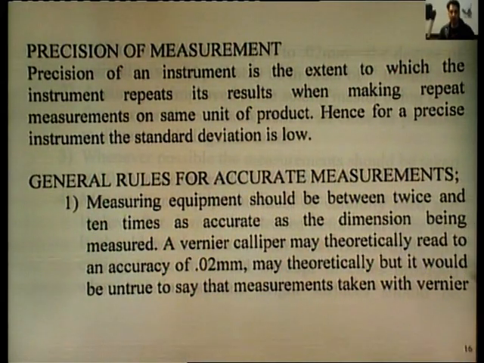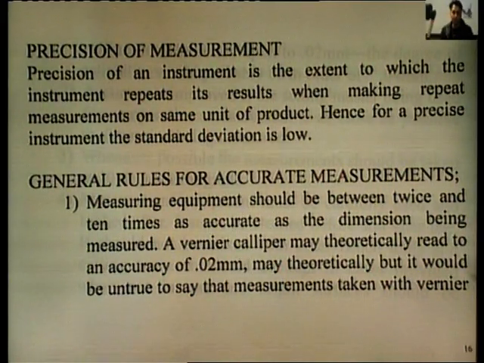And also it is important to know that a precise instrument may not be an accurate instrument. And similarly, an accurate instrument may not be precise, but we need an instrument which is accurate as well as precise. So now we discuss general rules for accurate measurements.